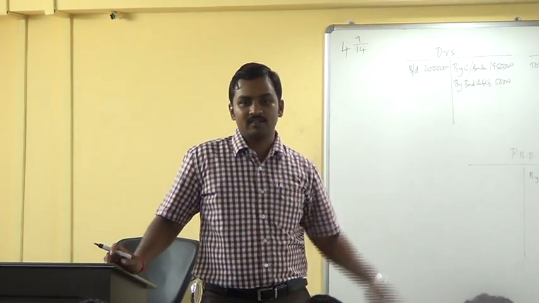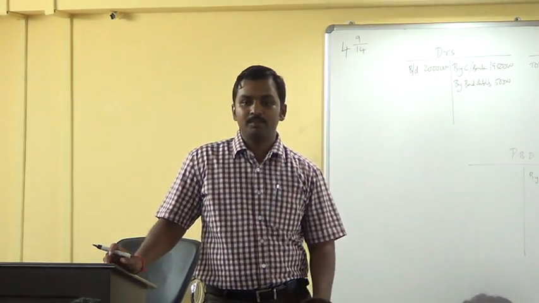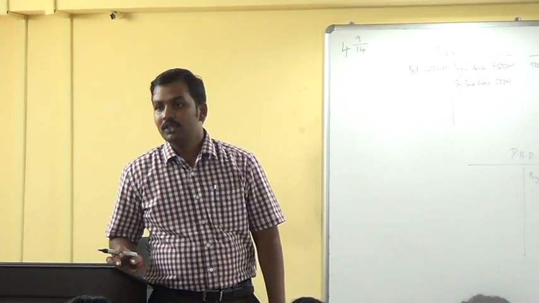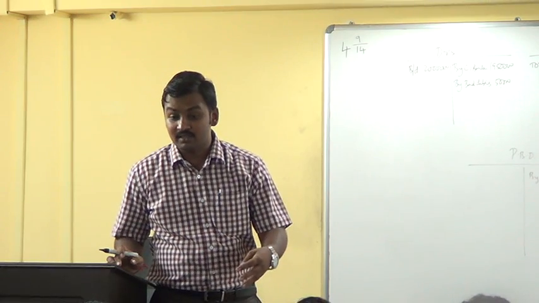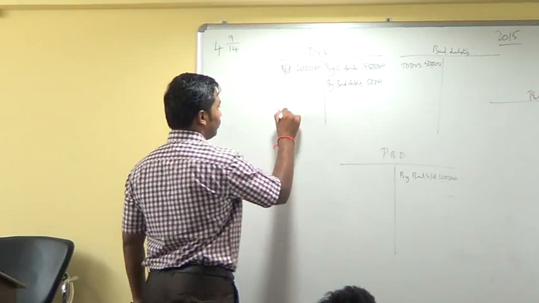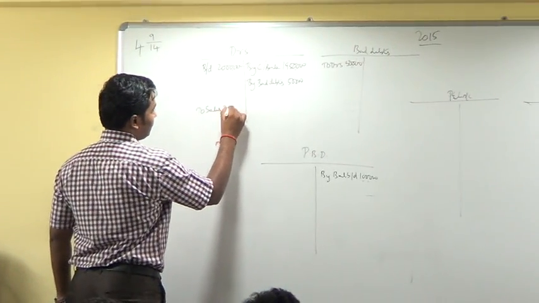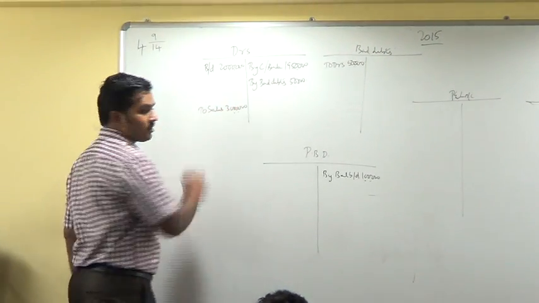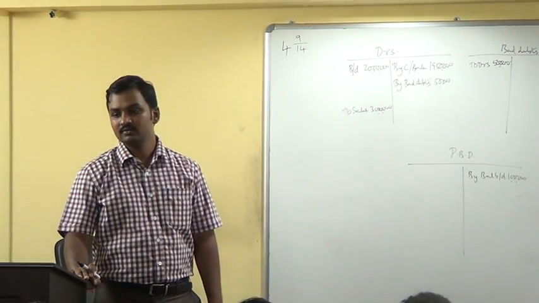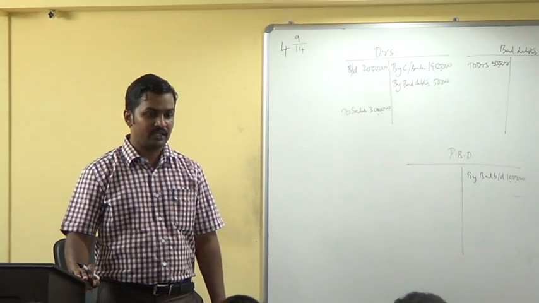Okay. Next year, in 2015, company made credit sales of 30 lakh rupees. In 2015, what the company has done? They have made credit sales of how much? 30 lakh. What is the entry you pass? Debtor account, debtor to sales account, 30 lakh rupees is the sales you have done during the year 2015.